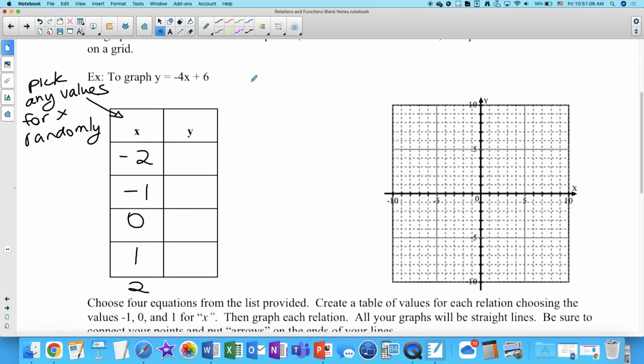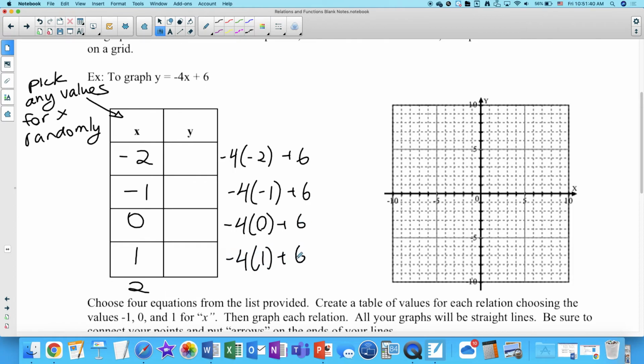So, for example, if x is -2, y is -4 times x plus 6. So this y value is going to be -4 times -2 plus 6. The next one is going to be -4 times -1 plus 6. I'm subbing in my x value to find a specific y value. This one's going to be -4 times 0 plus 6. This one's going to be -4 times 1 plus 6. And this will be -4 times 2 plus 6.